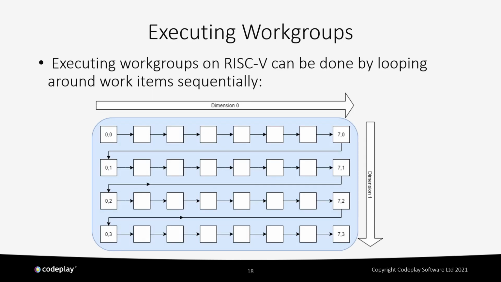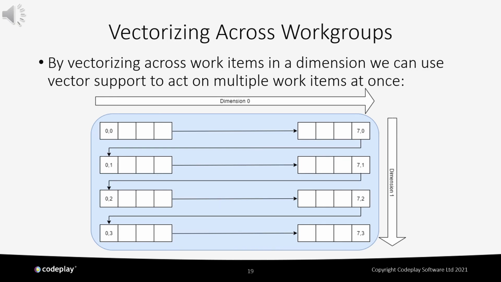Firstly, let's consider how we could execute workgroups on RISC-V without vectors. One method is to loop across the various dimensions of the workgroups, executing the work items one at a time, as shown in the diagram. In this case, we have 8 items in the first dimension and 4 in the second. By vectorizing across work items in a dimension, we can use vector support to act on multiple work items at once. In the diagram, we can see 4 work items are worked on at a time.